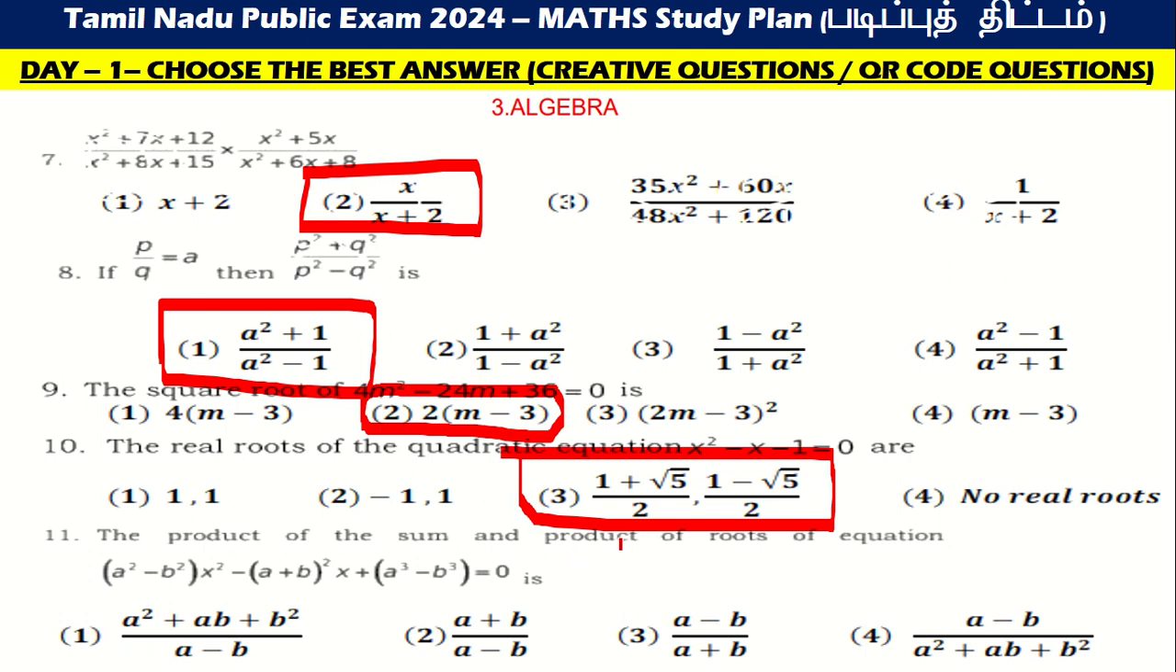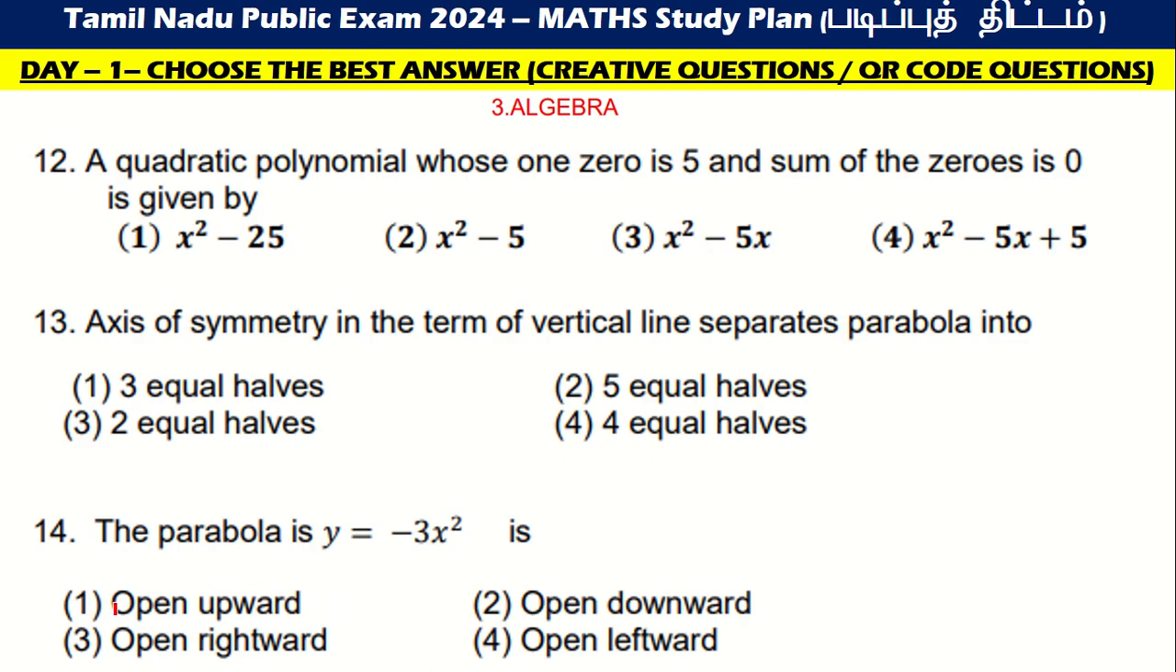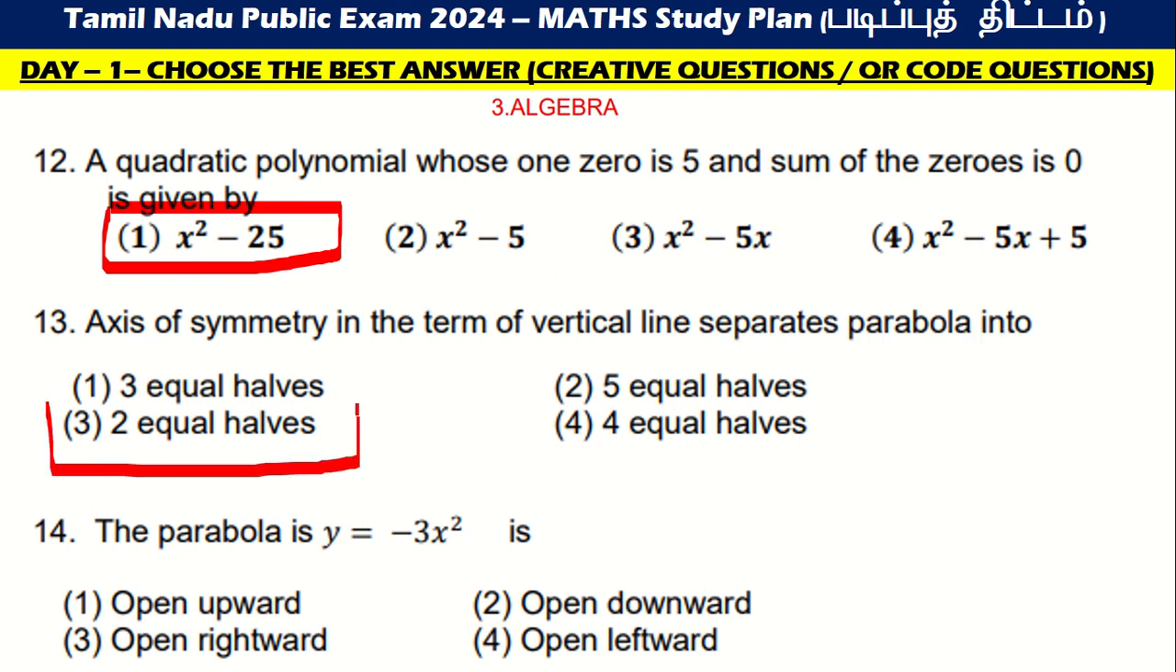Then the sum and the product of roots of equation are x square minus ab, x square plus ab plus b square by a minus b. 12th one. The quadratic polynomial whose one sum is 0 and another one is also 1 and another one is 0. That means x square minus 25. Axis in the term of vertical line separates parabola into two equal halves.